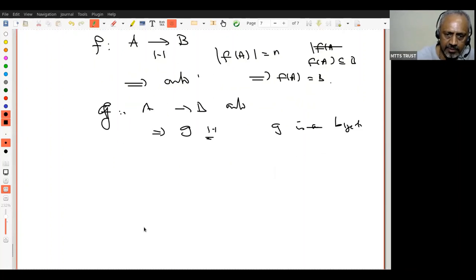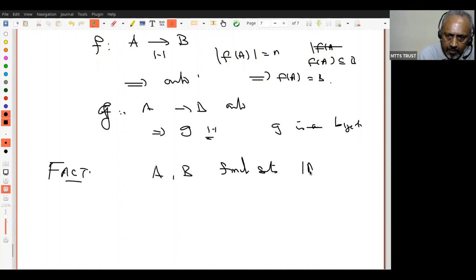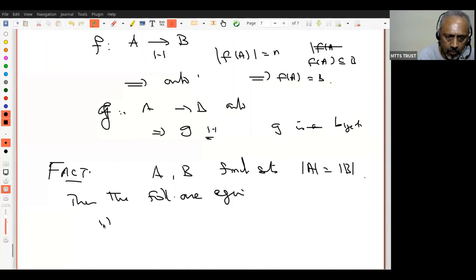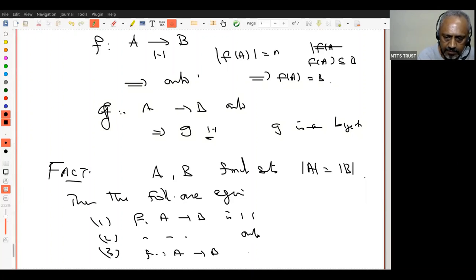So what we have is, please go through this. This is a very simple observation. If A and B are finite sets, and the number of elements in A and B are the same, then the following are equivalent. One, F from A to B is one-to-one. Two, F from A to B is onto. Three, F from A to B is a bijection.